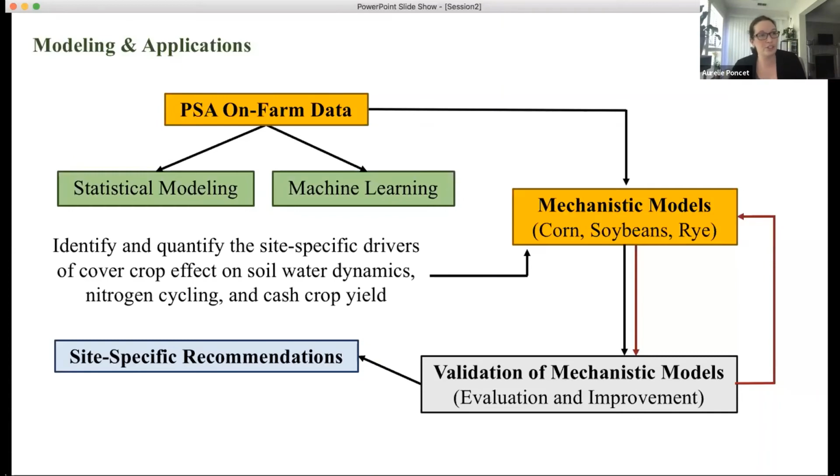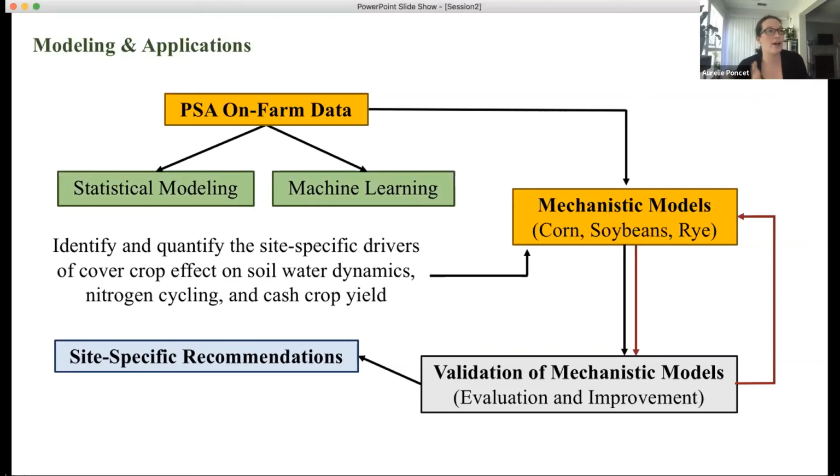So the decision support tool will be designed to serve any grower independently of their level of expertise with cover crops. So it will serve non-cover croppers, people that are just starting with 1 to 3 years of experience, and people that have been long-time cover croppers. Our tool will have 3 major functionalities.